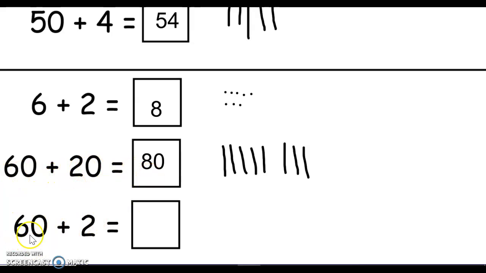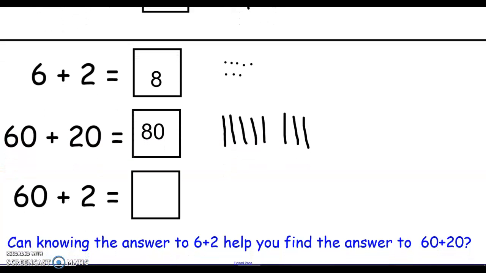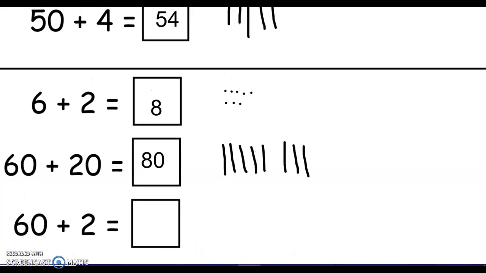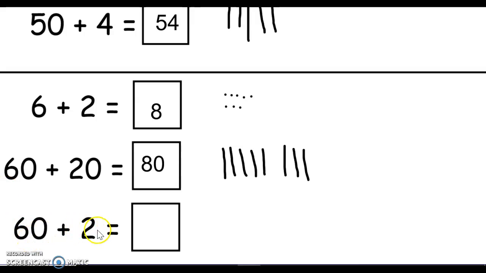Now, this one's going to try and trick you. You have to be very careful. And this is why we draw it out when we're just beginning here. Okay, so 60 plus 2. So are we adding tens, ones, or both? So right here I can see 60 is 6 tens, so we better draw that out. Let's do it. 6 tens. 10, 20, 30, 40, 50, 60.